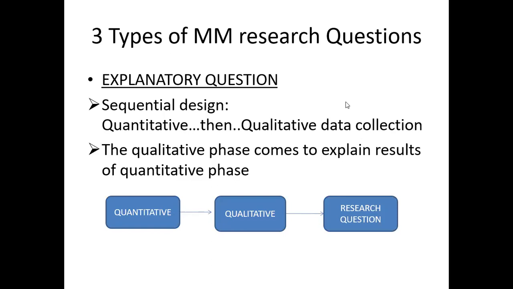There are three types of research questions. Okay, with the mixed method, you have three types of questions. We have said there's an explanatory question, an exploratory question, and a convergent question. So when conducting the research, if you have an explanatory question, you should use the sequential design, meaning you start with the collection of quantitative data, then you continue with qualitative data in order to answer the question.